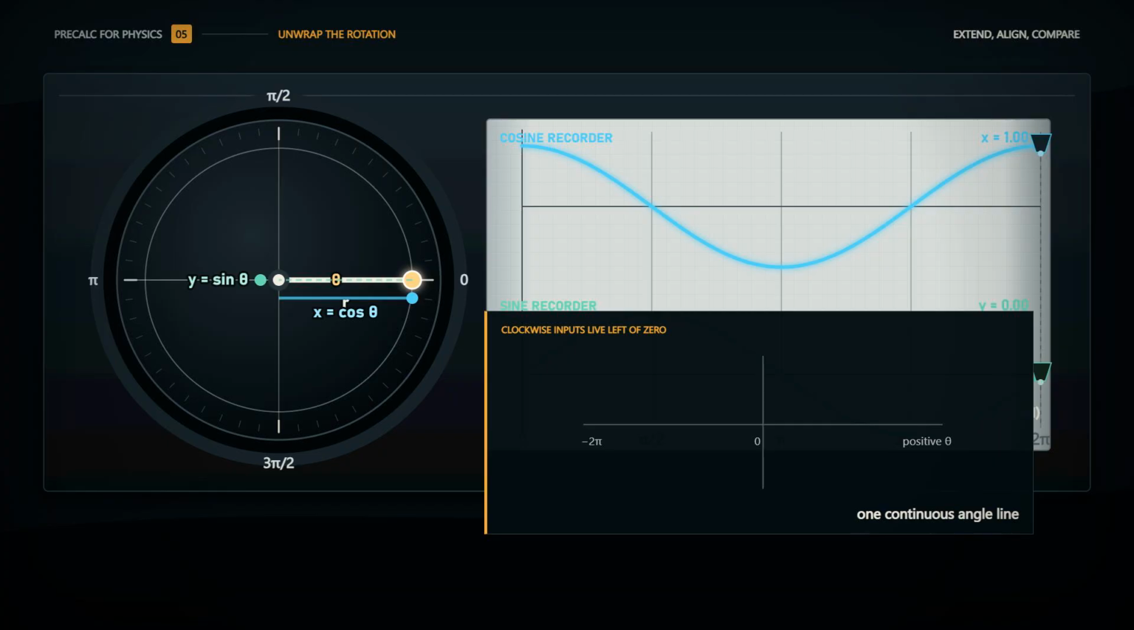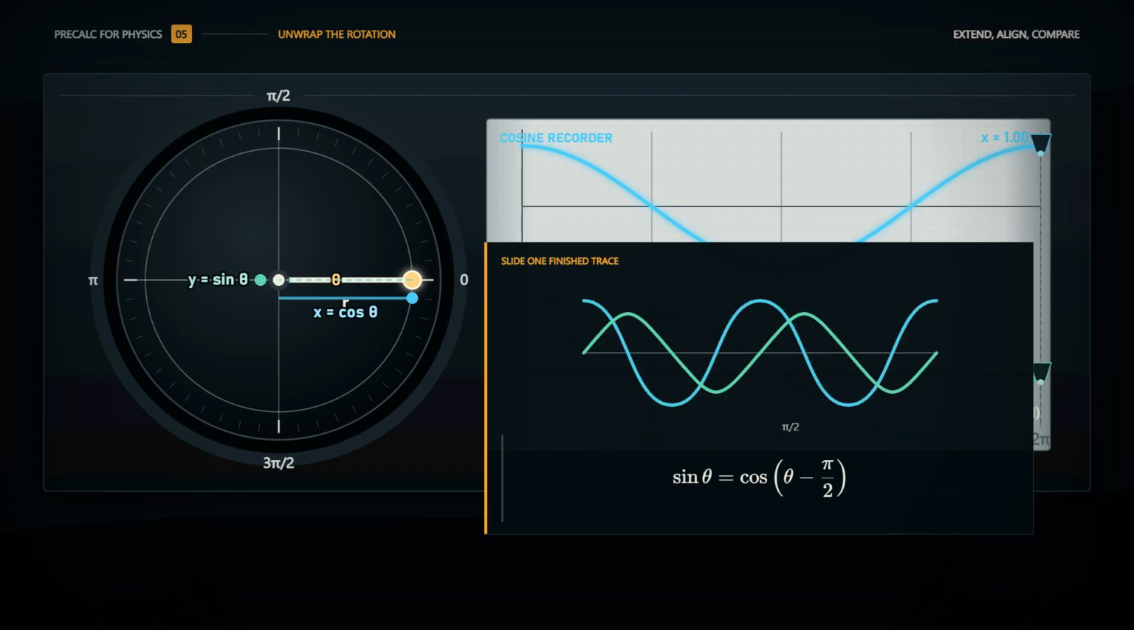The graph also extends left of 0. A negative input means turning clockwise from the reference ray. The same projection mechanism writes the negative angle side of each curve. The graph is a function defined across a continuous angle line, not a single lap around a dial.